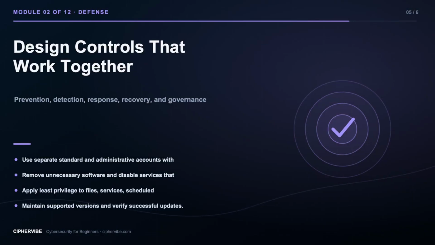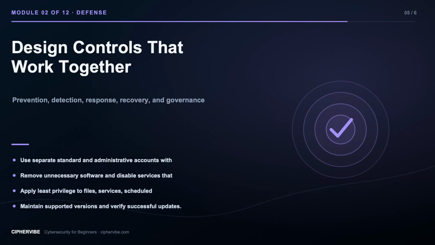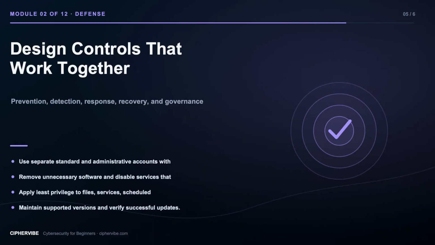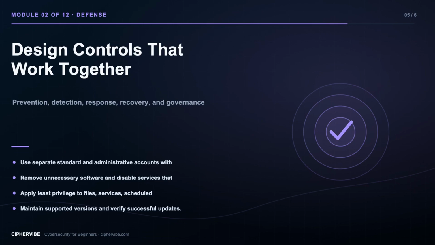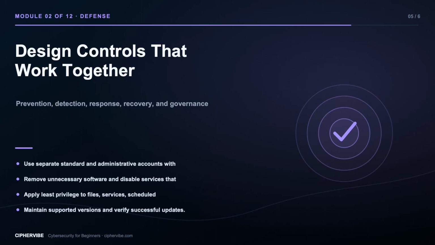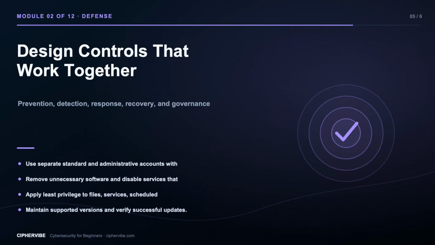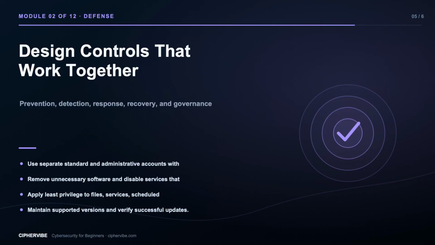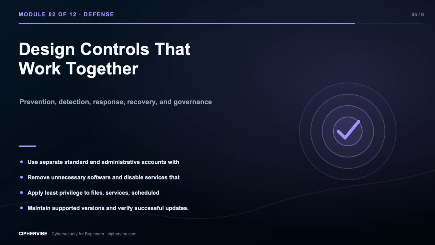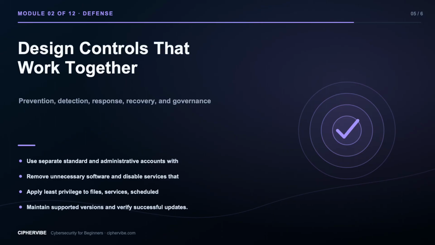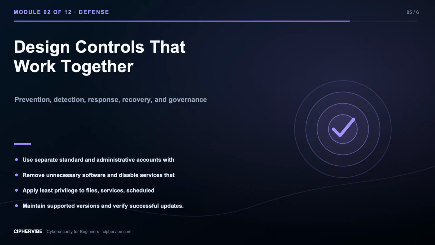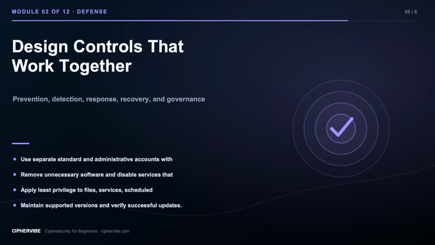Reliable security uses layers because no single control can prevent every failure. First, use separate standard and administrative accounts with deliberate elevation. Second, remove unnecessary software and disable services that have no business purpose. Third, apply least privilege to files, services, scheduled jobs, and software installation. Fourth, maintain supported versions and verify successful updates. Fifth, centralize important records and monitor logging health, time synchronization, and retention.